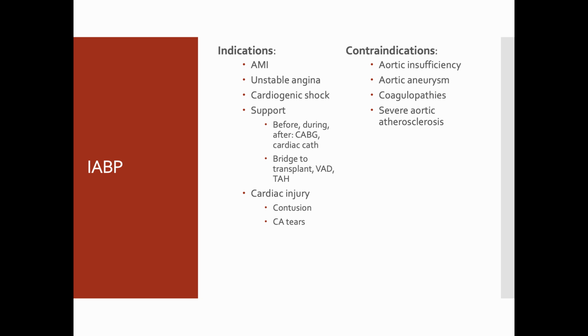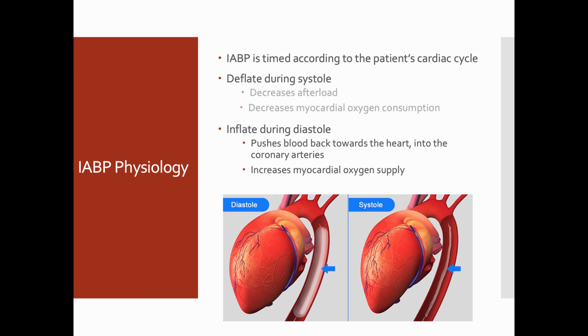There are contraindications to using it. One of them is aortic insufficiency. So if there's leaking of the aortic valve, this can't be used. Also, an aortic aneurysm is an absolute contraindication to it. Because of the size of the catheter that we use, coagulopathies are a problem. And if there's a ton of atherosclerosis in the aorta, having the balloon pump pound up against the blockages and the atheromas is not really a healthy thing to do.